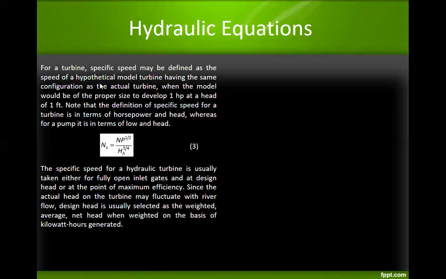So for a turbine, specific speed may be defined as the speed of a hypothetical model turbine having the same configuration as the actual turbine, when the model would be of the proper size to develop 1 horsepower at a head of 1 foot. Note that the definition of the specific speed for a turbine is in terms of horsepower and head, whereas for the pump it is in terms of flow and head. Okay, okay. Flow, flow yan.